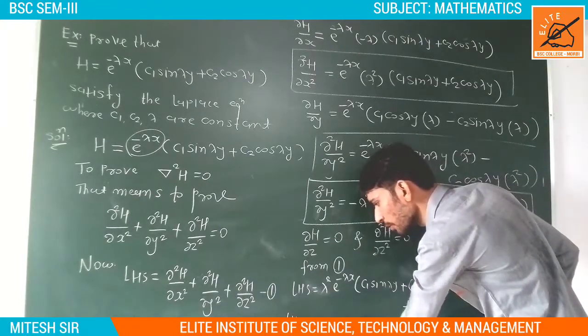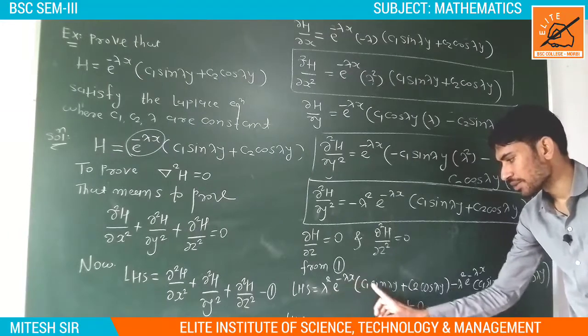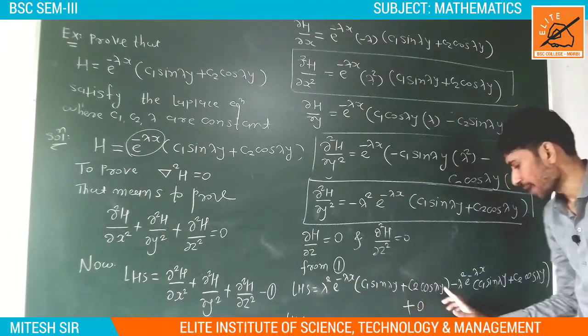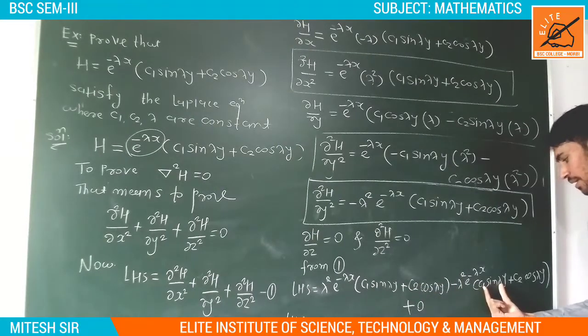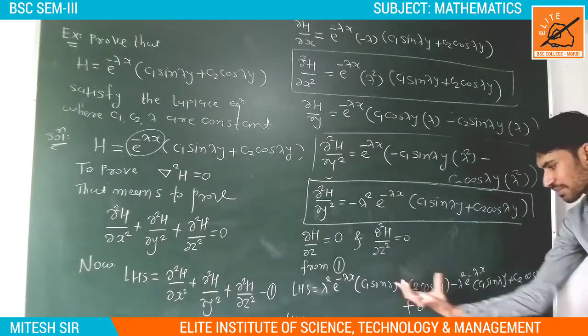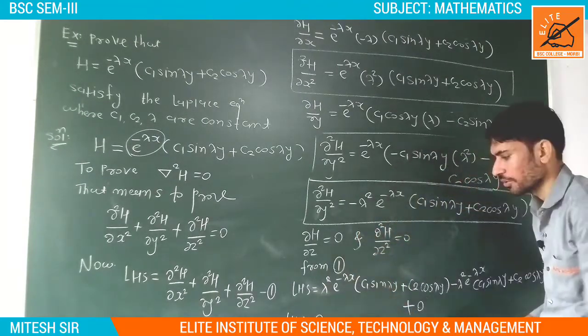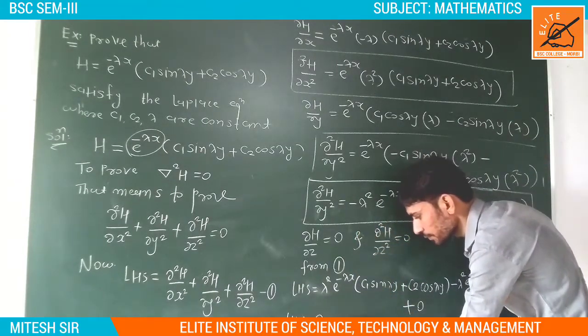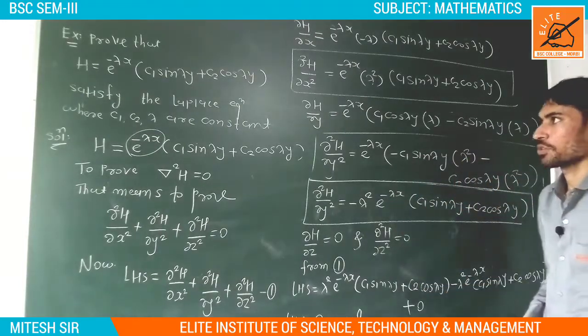Now LHS is equal to, now observe, lambda square e raised to minus lambda x into c1 sin lambda y plus c2 cos lambda y, minus lambda square e raised to minus lambda x into c1 sin lambda y plus c2 cos lambda y, which means both terms are the same. So the answer is 0, which is nothing but our RHS. So this is the solution of this question.